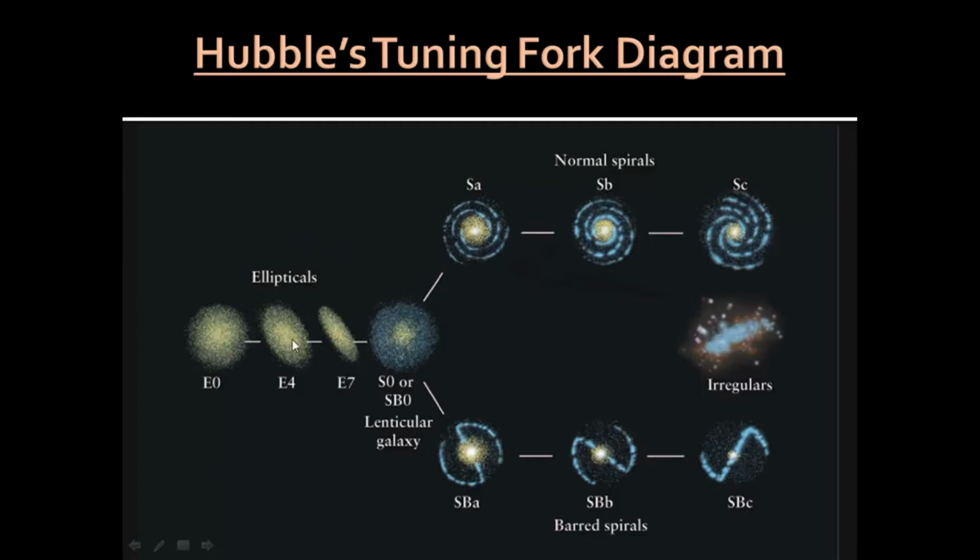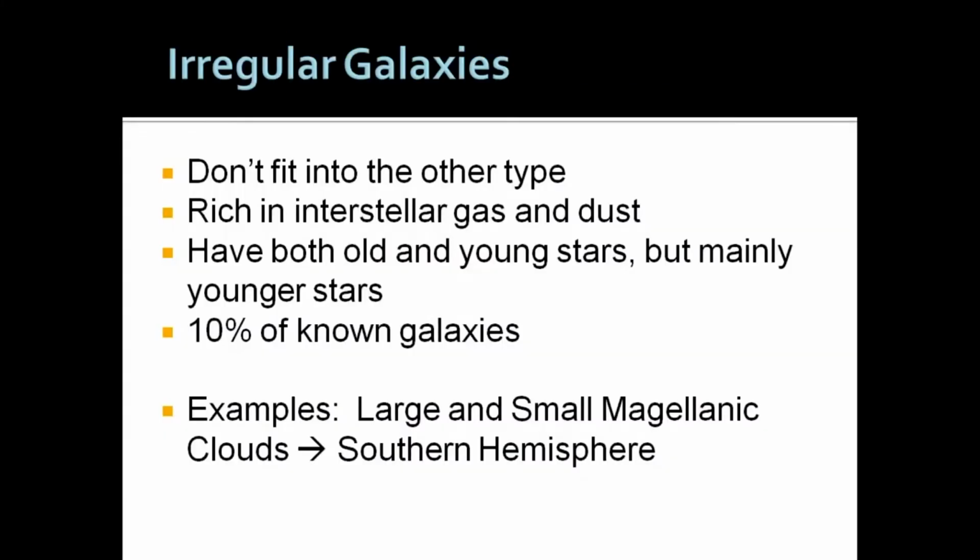Now, the galaxies that don't fit these classifications are these irregular galaxies, indicated here on the far right of the image. So irregular galaxies are the galaxies that don't fit into the scheme of spirals, barred spirals, or ellipticals. In general, irregular galaxies tend to be rich in interstellar gas and dust, and they have both young and old types of stars. So Hubble defined two types of irregular galaxies. Okay, he defined irregular type 1 and irregular type 2.